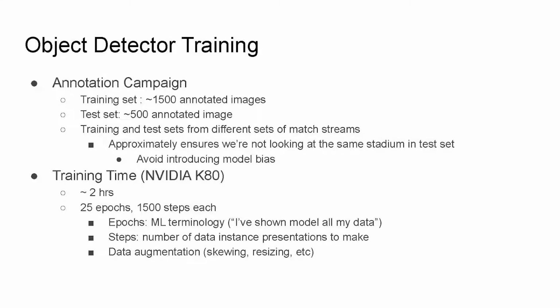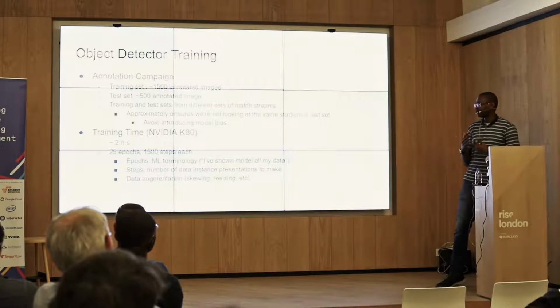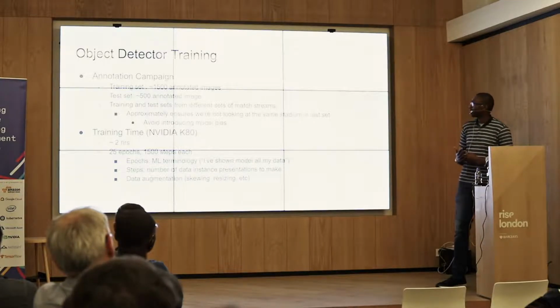So the training set is about 1,500. It was about 2,000 images in total, generally for each experiment. I split it between matches, essentially, and the idea there was to reduce the chance of looking at the same stadium in the test set, to avoid introducing model bias, because when I first started doing this, I just split them randomly, and the reality of the performance wasn't where I thought it would be, and this helped quite a lot.